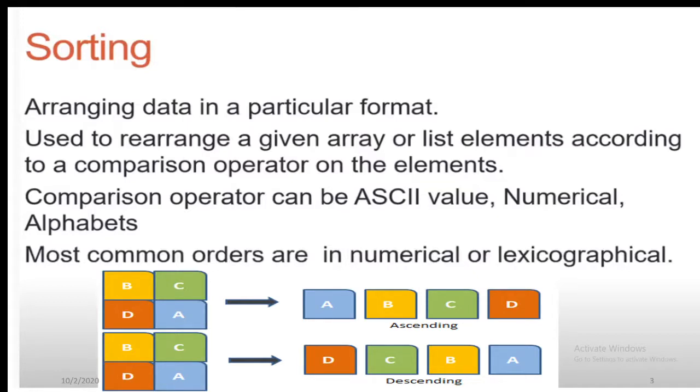Sorting can be done on names, numbers and records. Here it's mentioned that a comparison operator helps in sorting, and a comparison operator can be ASCII value or numeric value. It's also correct, but we usually perform sorting on names, numbers and records. Most common orders are numerical or lexicographical.